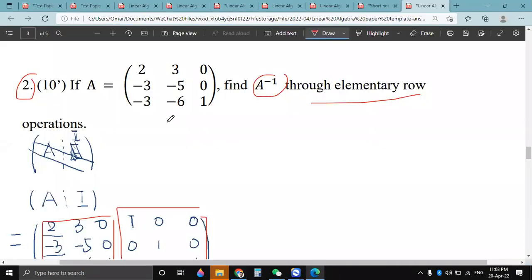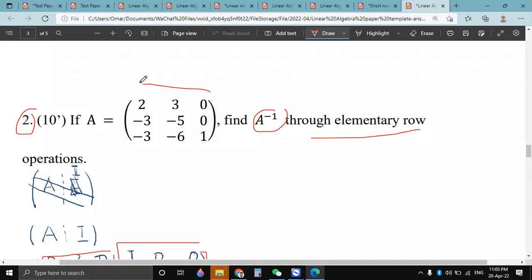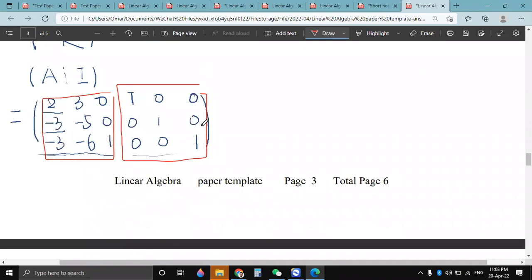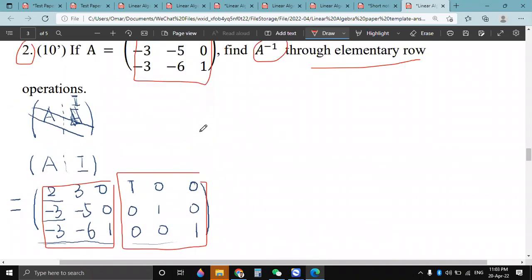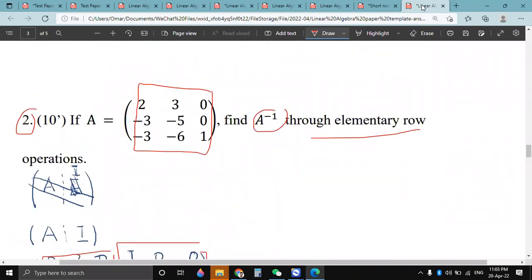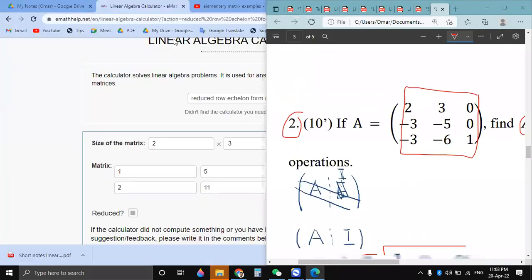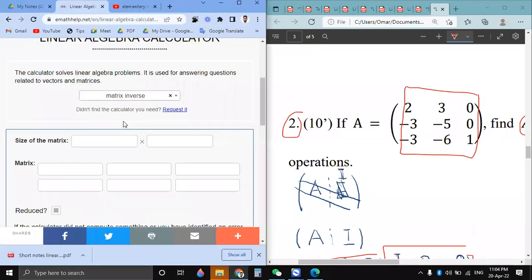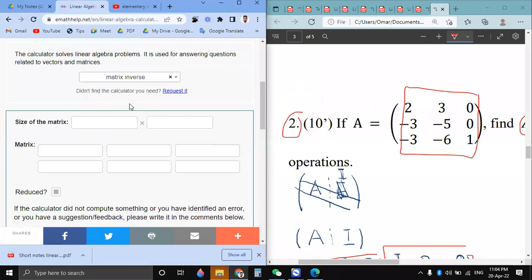So we have to reduce it to RREF, right? Or we have to convert this to an identity matrix. It is a 3 by 3 matrix, so we're going to find the inverse matrix, right? Matrix inverse. And then it is a 3 by 3 matrix.